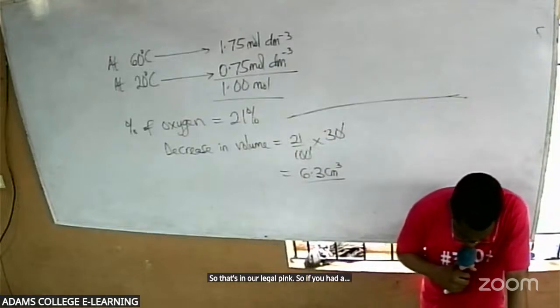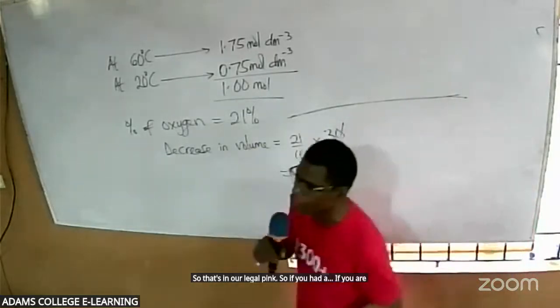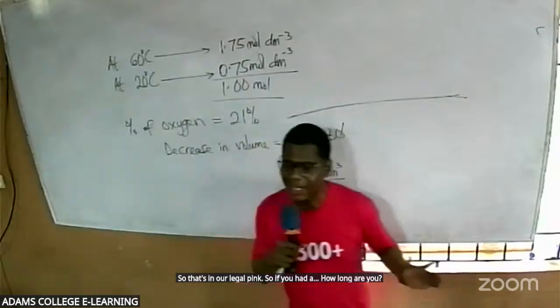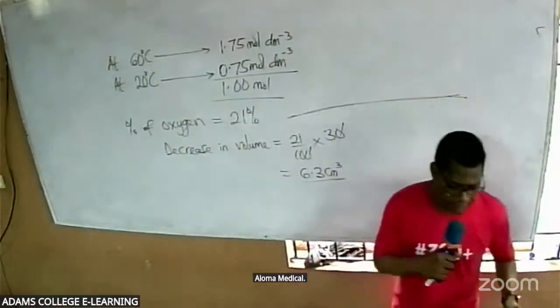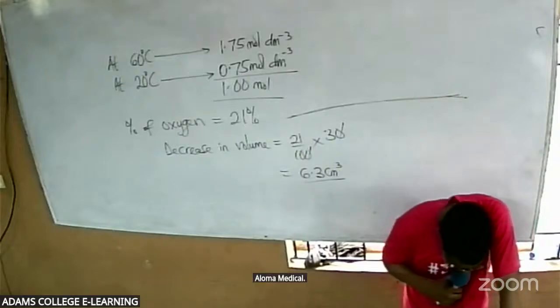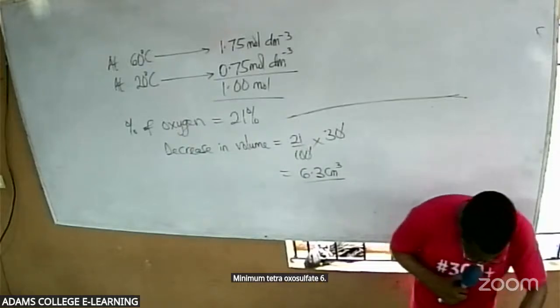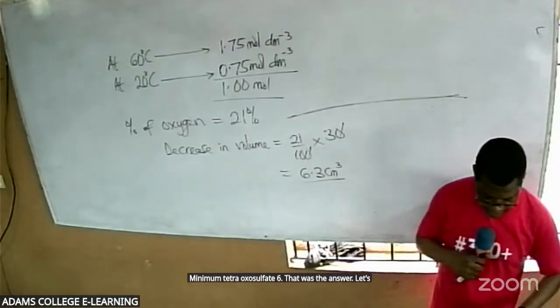20. The chemical used for coagulation in water. If you are trying to coagulate, you have to use alum, abi. And alum is made up of aluminum tetraoxosulfate 6. That's the answer. Let's go, 41 to 50.